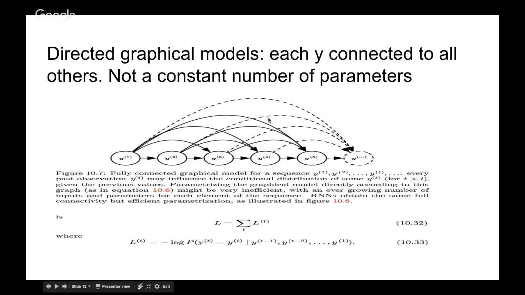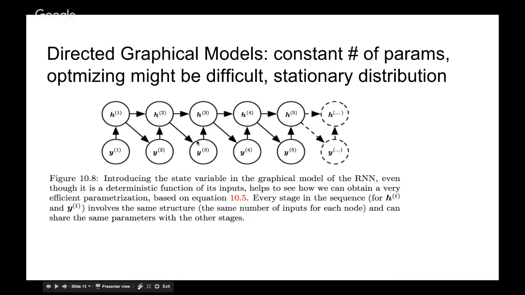So in here, for example, the way Y2 depends on its previous input is different from the way Y3 depends on its previous inputs. It has two inputs, right? But here, the way H4 depends on its previous inputs is just this one line, similarly. So that's why it's called a stationary distribution.